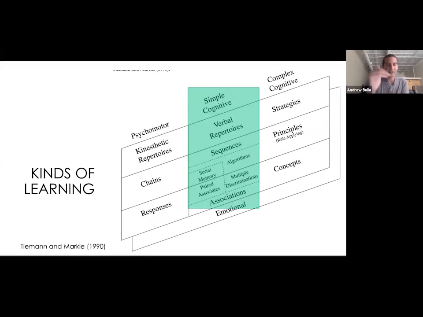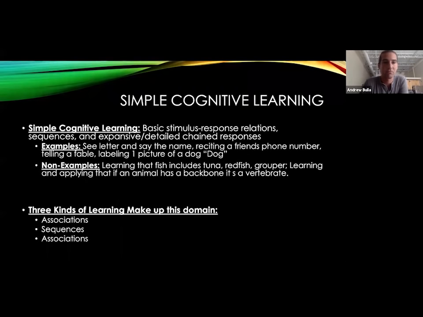So just like when we moved up, we built complexity, so responses, chains, and kinesthetic repertoires. I also want you to think of, as we move from left to right, they get more complex as well. So our second column is simple cognitive responding. So let's see what's in this domain. Simple cognitive learning, I want you to think of as basic stimulus-response relations, sequences, and expansive detailed chained responses.